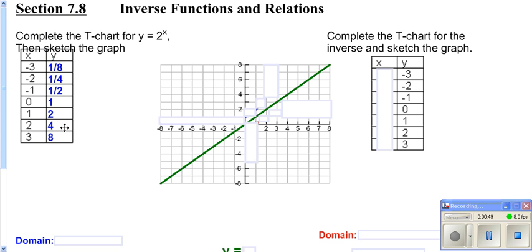Then just go ahead and plot these points. 3 to the right, 8 up. 2 to the right, 4 up. 1 to the right, 2 up. 0 to the right, 1 up. 1 to the left, a half up, and so on.